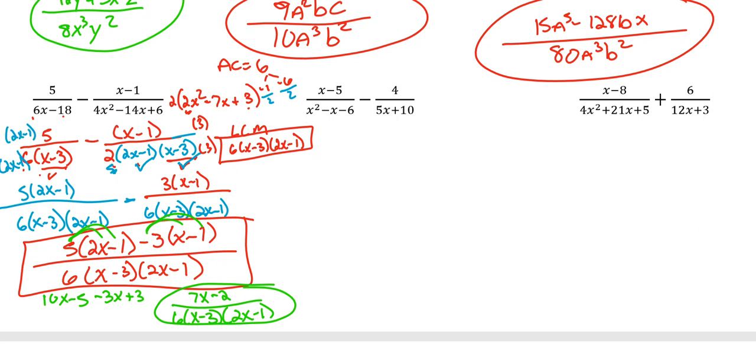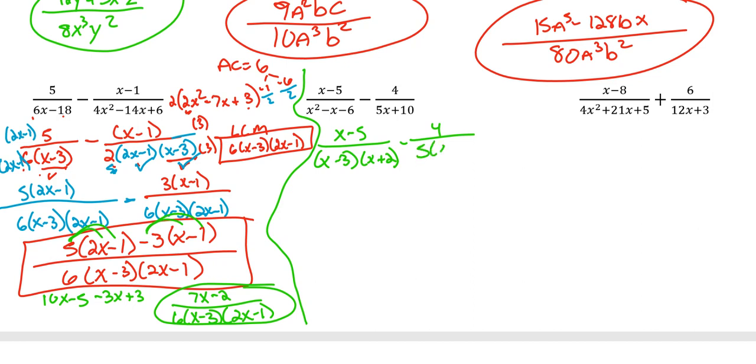All right, so let's move on to example 4. First thing we want to do is factor everything we can. So for this one, we have x minus 5 over x minus 3, x plus 2, minus 4 over 5x plus 2.